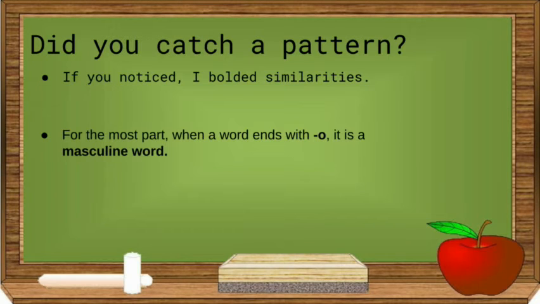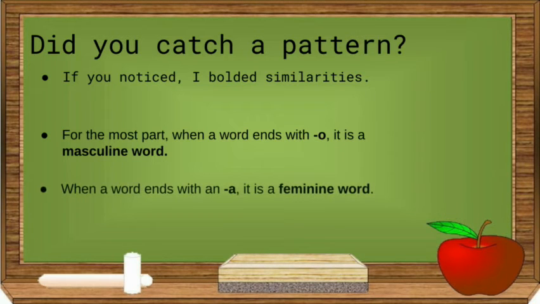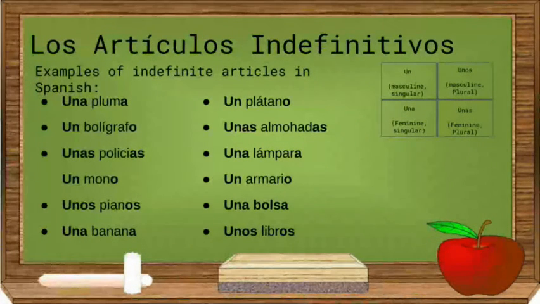For the most part, when a word ends with o, it is a masculine word. When a word ends with an a, it is a feminine word. Think about that for a moment. Take a look back here. Does this make sense? This is the masculine form? Yeah. Un, o. Una lámpara. Una, a.